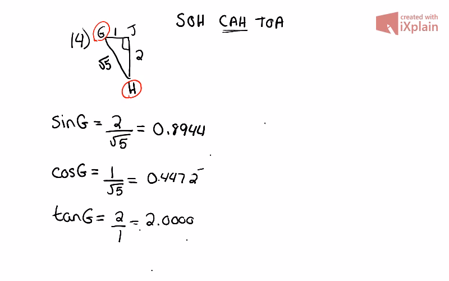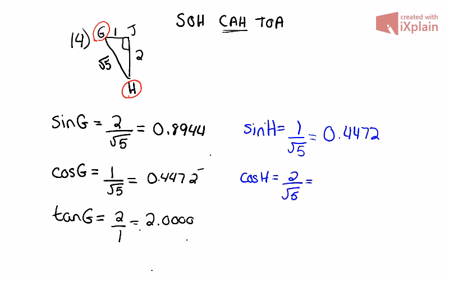All right. Now we also need to find all of those values for angle H. So if I find the sine of angle H, I again do opposite over hypotenuse, which would be equal to 1 over root 5, which to 4 decimal places is 0.4472. The cosine of H is equal to adjacent over hypotenuse. The adjacent side would be 2. Again, hypotenuse is root 5. And I get 0.8944 when I round to 4 decimal places.